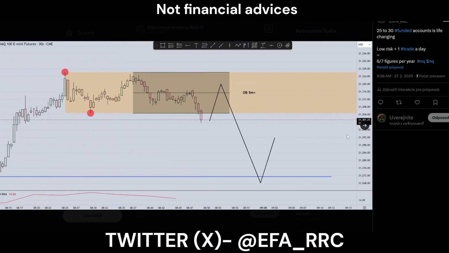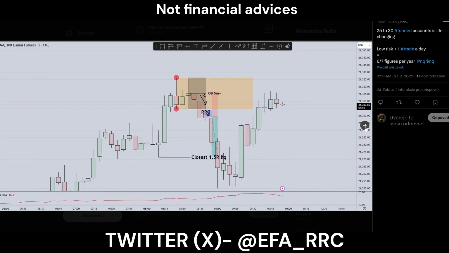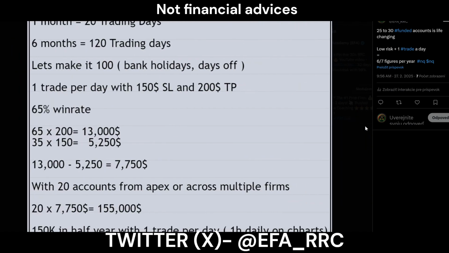Here is the screenshot I made before, after we confirm our order block. On the 5 minute I will explain in the video. Here is the higher time frame.